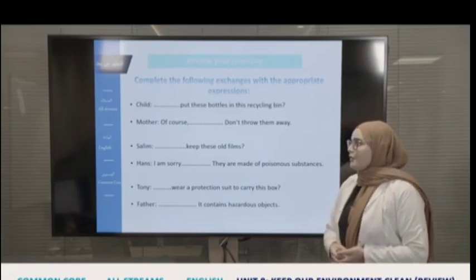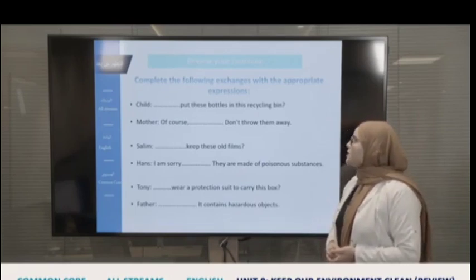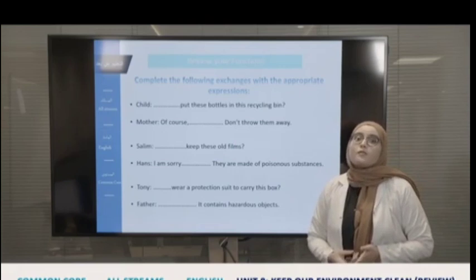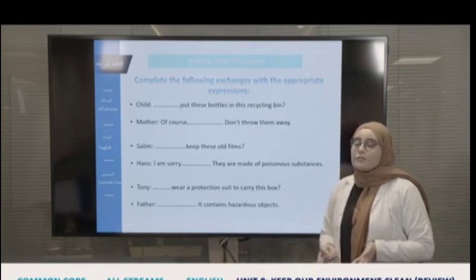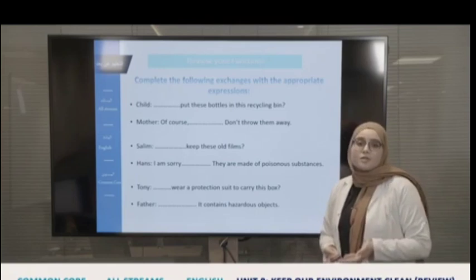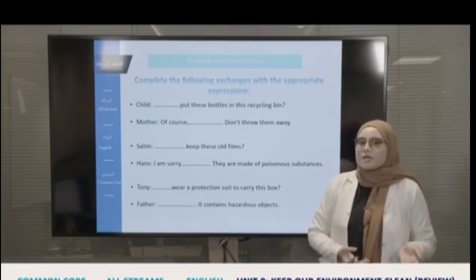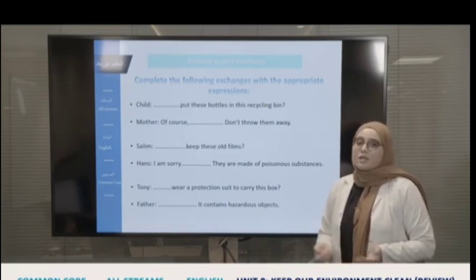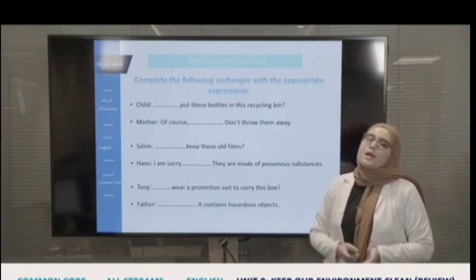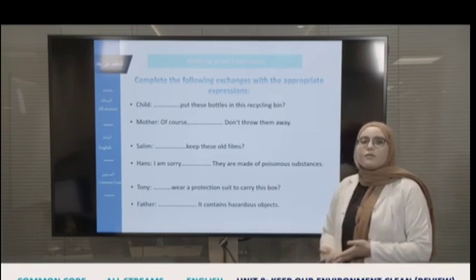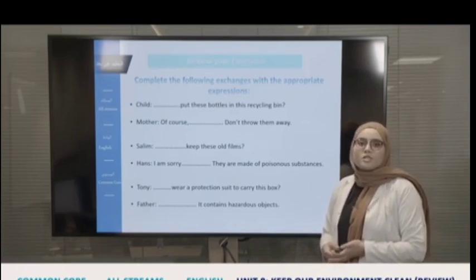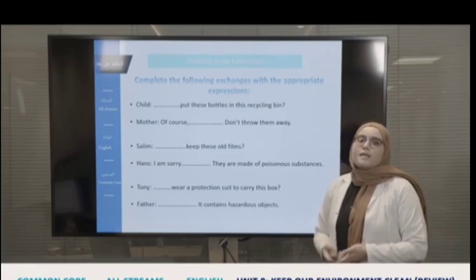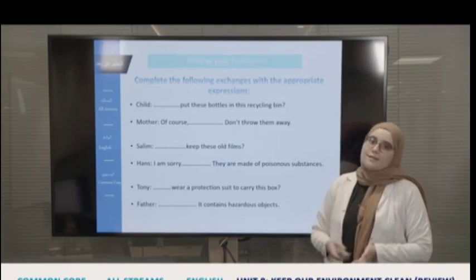Now let's revise our functions. Complete the following exchanges with the appropriate expressions. Here we are revising permission, how to ask for permission. For example, you are in the class. If you want to go out, you need to ask your teacher's permission first. Teacher, can I go out? If you want to hang out with your friends, first you need your parents' permission. Mom or dad, please, can I go out? We have seen before some expressions we use to ask for permission, like can I, may I, etc. When you ask someone's permission, that permission can be accepted or denied.